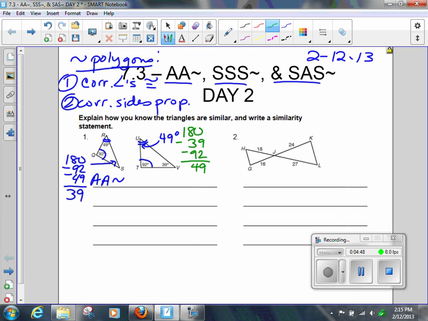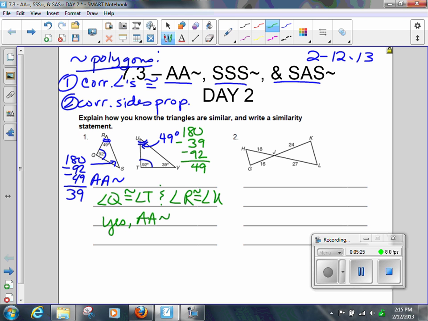All right, now, with that information, it says, explain how you know the triangles are similar, write a similarity statement. First of all, we've proven that two angles are congruent, yes? We know that angle Q is congruent to angle T. And we know that angle R is congruent to angle U. So are these two triangles similar, yes or no? Yes. By what theorem? Angle-angle similarity. And you got to have that little squiggle mark there.